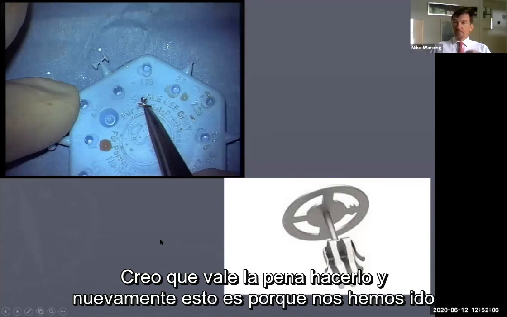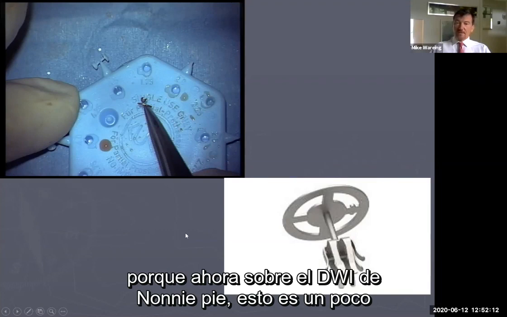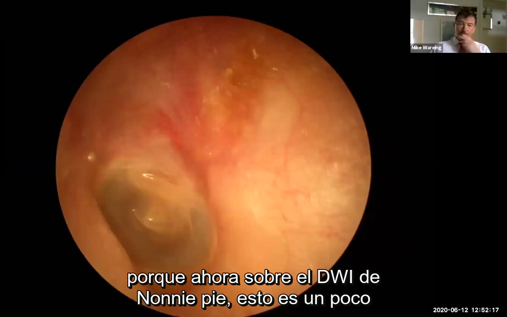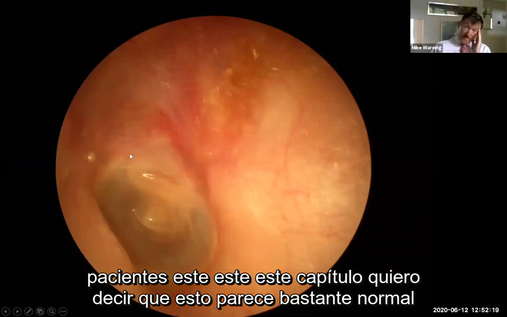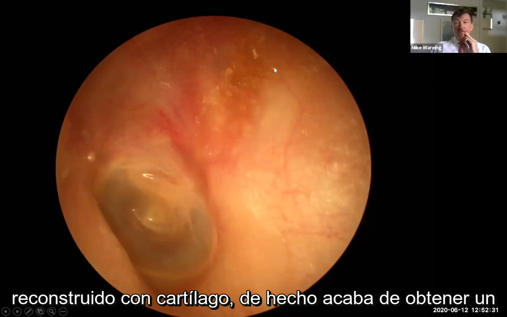And again, this is because we've gone away from the idea of second looks. No one is really probably doing a second look now because of the availability of non-EPI DWI. So these are a few patients. This chap, I mean, this looks pretty normal. This chap had a relatively small attic cholesteatoma, and this is all reconstructed with cartilage.